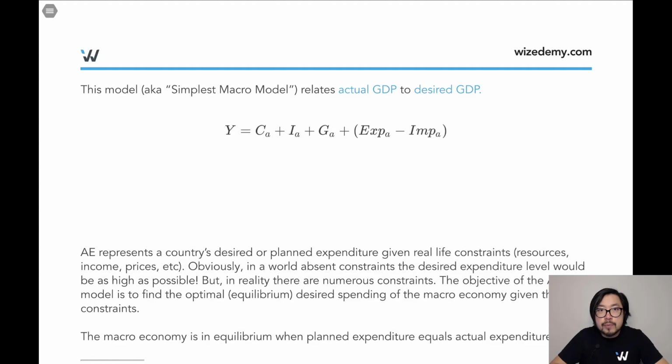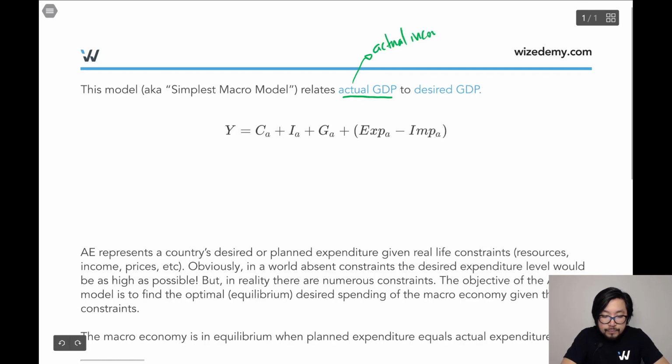The Aggregate Expenditure Model, or AE model, is the first comprehensive macroeconomic model that first-year students study in economics. It's oftentimes known as the simplest macroeconomic model. And this model relates actual GDP, also known as actual income, to the macroeconomy's desired GDP, or desired spending.